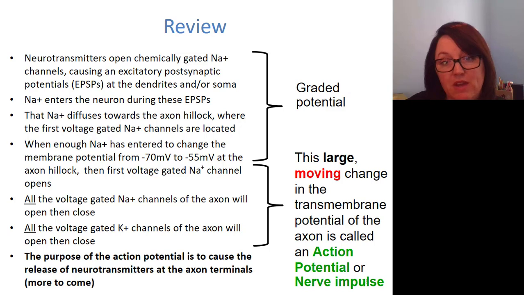So that's when we move into the action potential. We get all of the voltage-gated sodium channels opening all along the axon. That's our depolarization phase, followed by all of the voltage-gated potassium channels opening all along the axon, and that's our repolarization phase. And again, just to remind you, the whole point of the action potential is to cause a release of neurotransmitters at the axon terminals. And we talk a lot more about that in our synaptic transmission, or if you will, synaptic activity section.